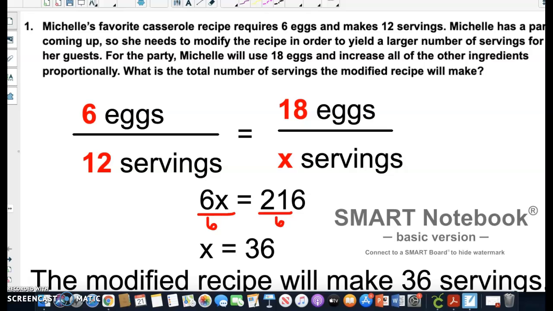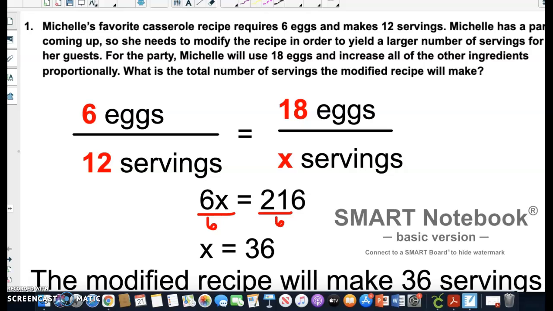So if you're not sure why you got a problem wrong, or if you're still a little bit confused on a problem, watch this video so you understand the problems completely, and then you're able to complete that corrections alternative assignment and earn back up to half the points you missed on the quiz.